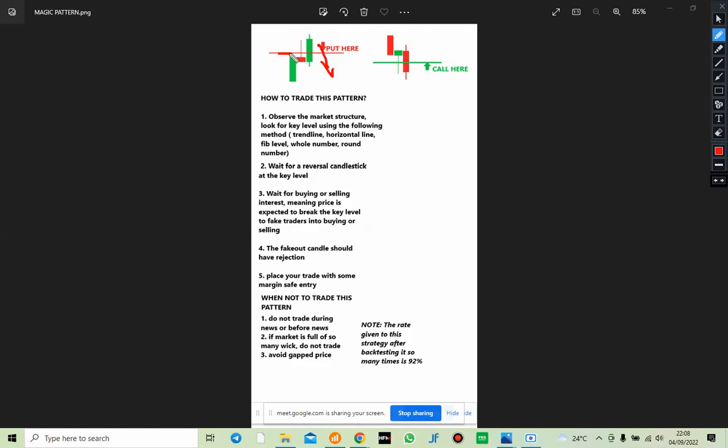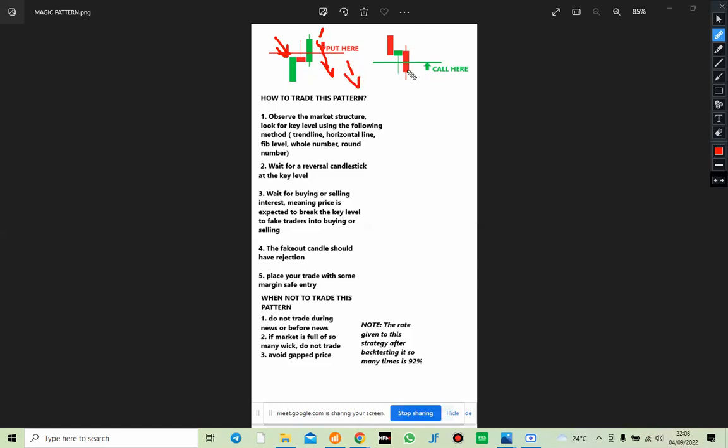Sometimes it breaks the high, it breaks the level and continues. That means the key level is not strong, or the key level is weakened. But this time the key level is still holding, it is strong. So definitely, according to the price structure, I expect the price to go down.